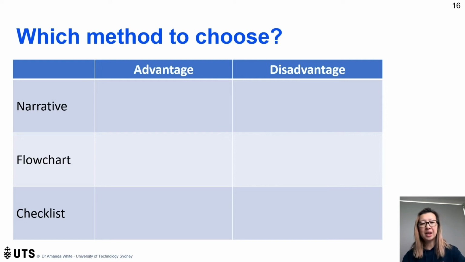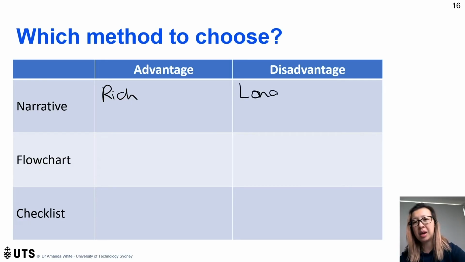So what are the advantages and disadvantages of each of these options? Well, the narrative is very rich. There's a lot of detail in the narrative. The disadvantage is that it can become very long. Partners and managers don't have time to read 3 pages of your descriptions of the process. So they can be long and they could be difficult to read depending on the person who's writing it.